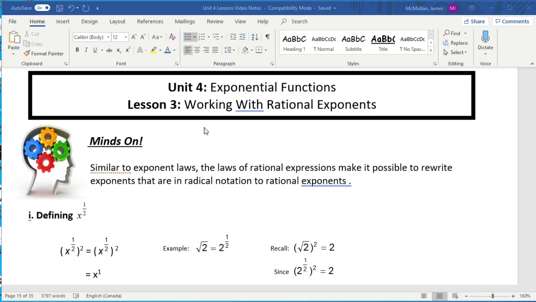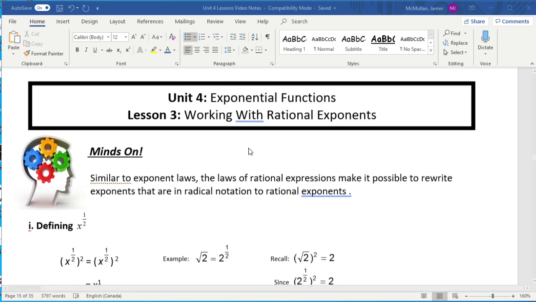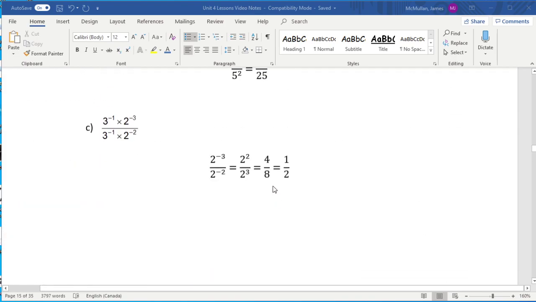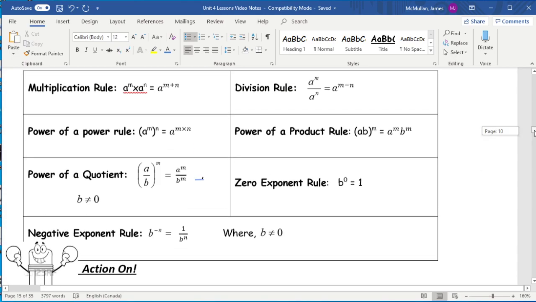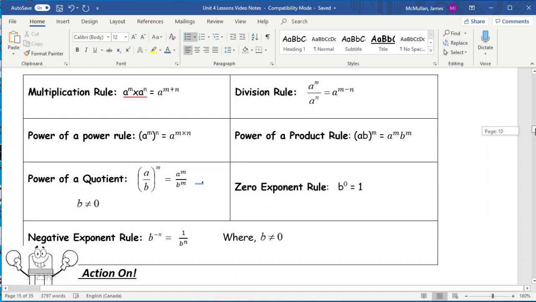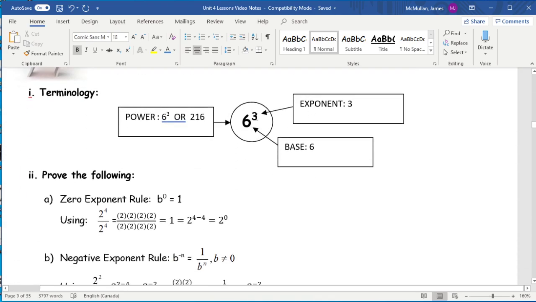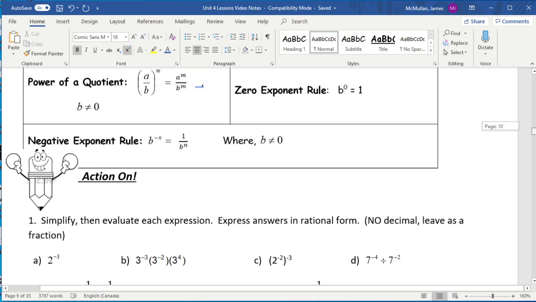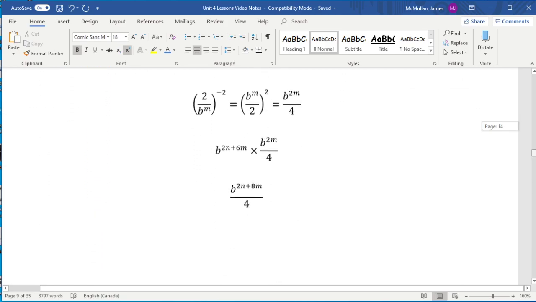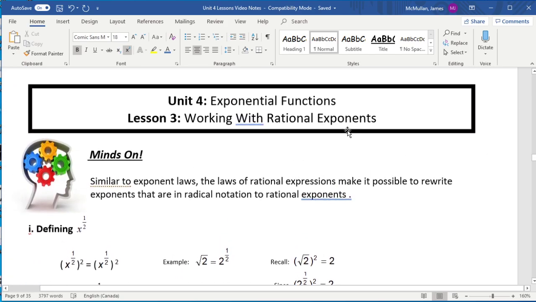Okay, today we're talking about rational exponents. Yesterday we were talking about exponents that were always integers, right? Whole numbers. And so we came up with a bunch of rules and we learned that you have a base, you have an exponent, and then the entire thing is a power. Today we're doing the same thing, but we're going to add rational numbers as the exponent.